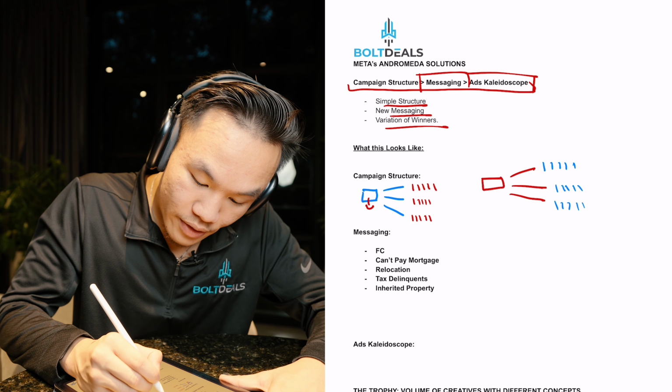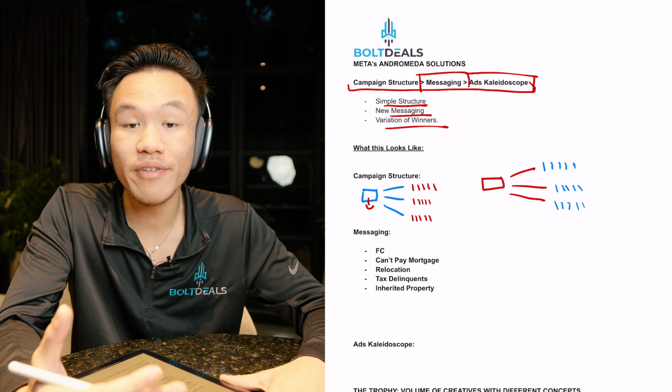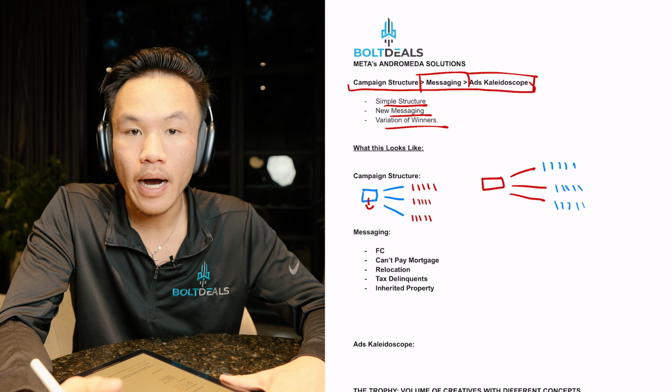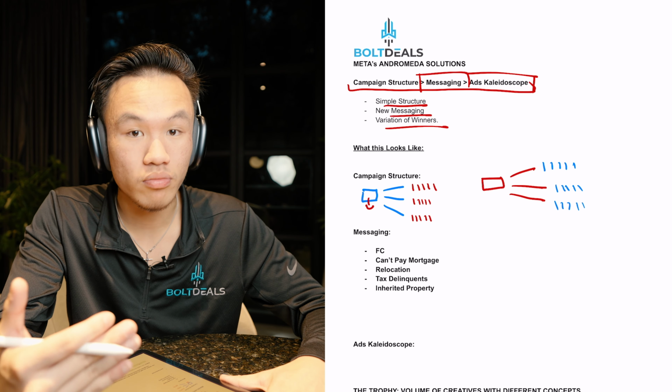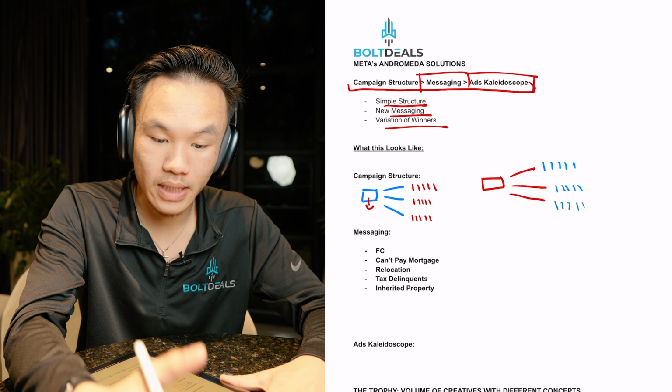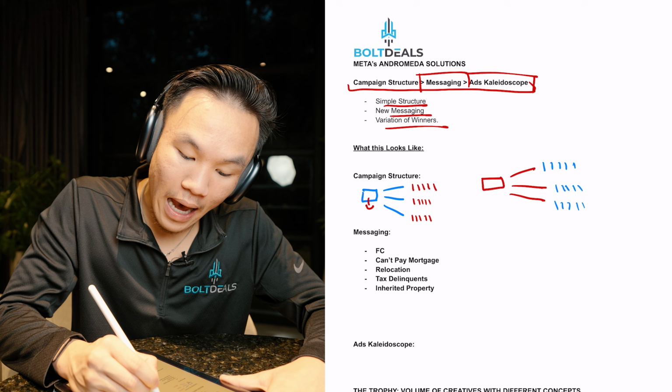So these ad sets can be targeting different pockets of audiences, or you can even test the same audience 3 different times for 3 different audience pockets, right? This is a very common strategy that we still do to this day. Just the same interests, 3 different ad sets. And then on the ad level, we just have different ads.